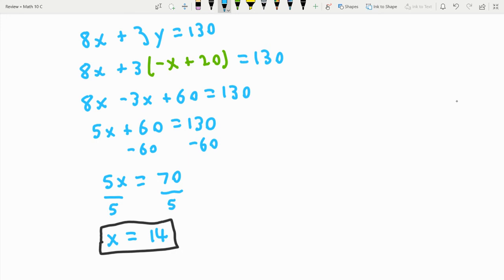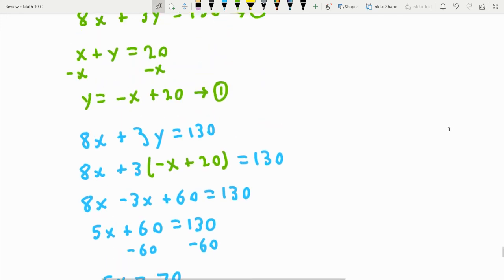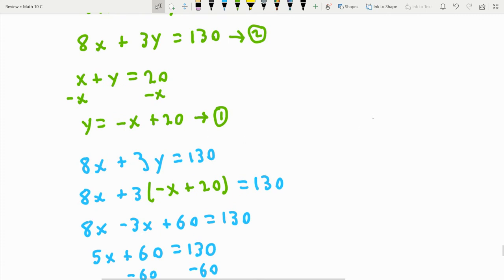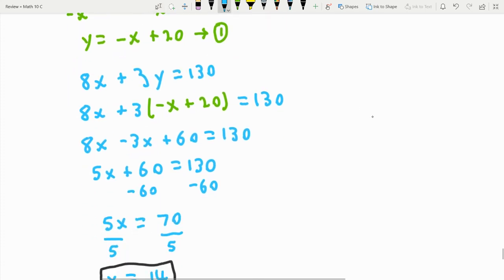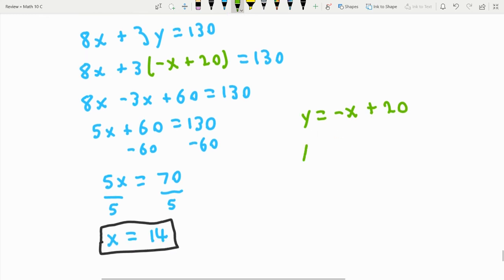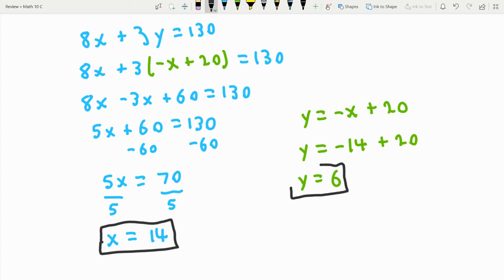Now let's find y by plugging x into one of our equations. I would plug it into equation 1 that I manipulated. So equation 1 is y equals negative x plus 20. So let's plug in our value of x. y equals negative 14 plus 20. Negative 14 plus 20 is positive 6. So that is my second answer, which is y equals 6.